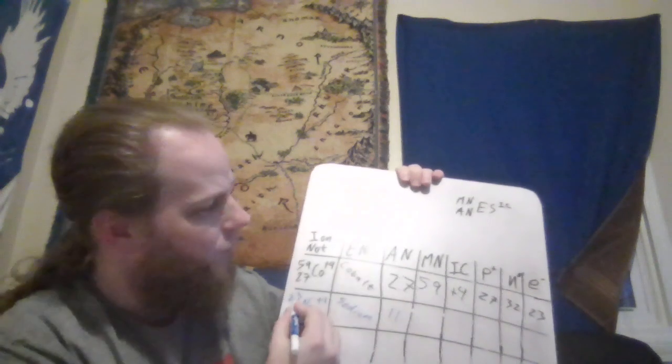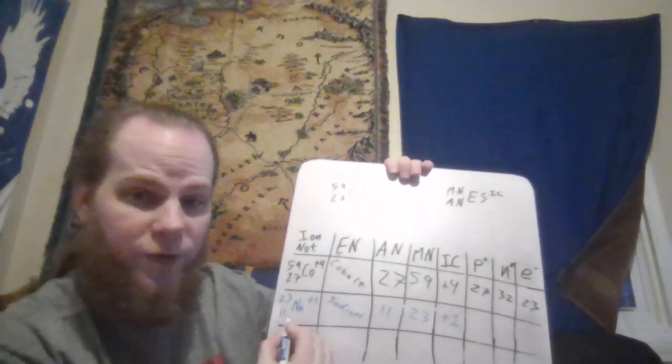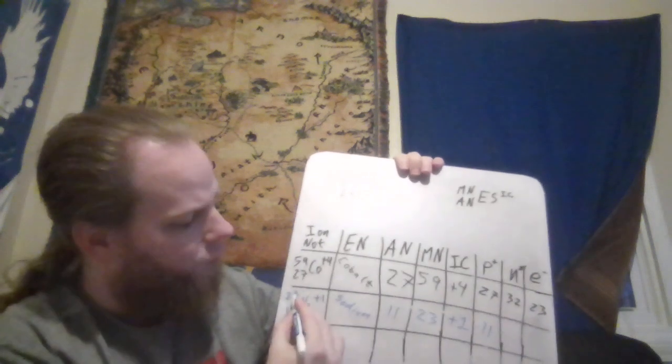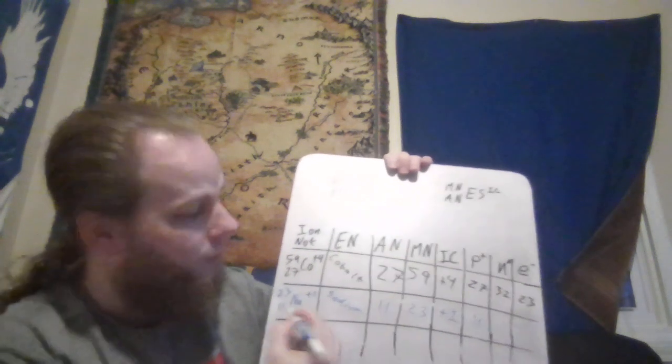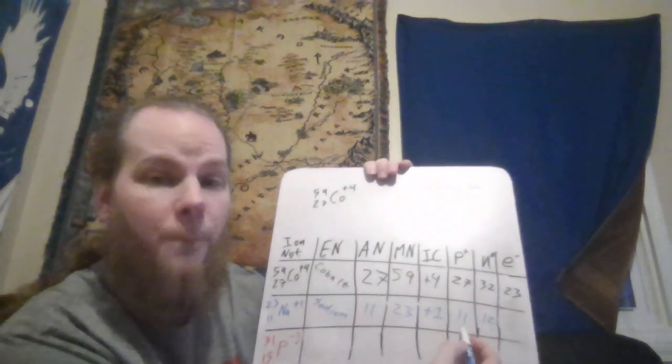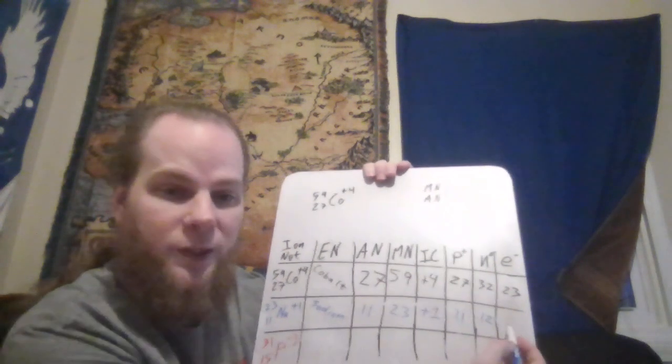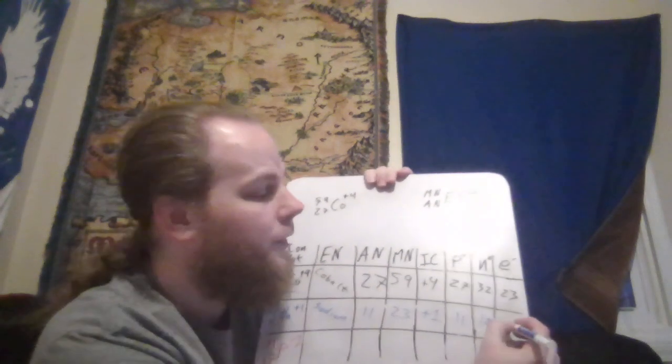Atomic number is 11. The mass number is 23. The ionic charge has to be positive 1. Protons is the same as the atomic number, so that's 11. Neutrons is 23 minus 11, so that's going to be 12. And then this has a plus 1 charge, so there's 1 more proton. So there's 1 less electron, so this has to be 10.